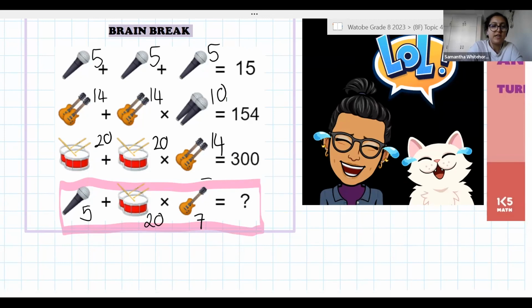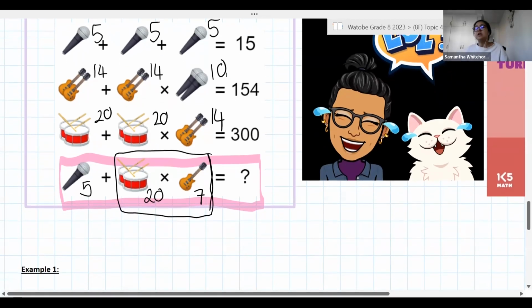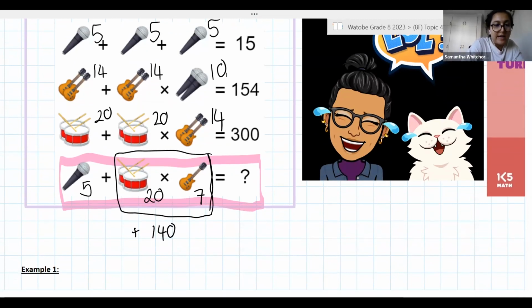Excellent. And guys, what's really important there is that we have to do BODMAS. So we have to do the multiplication first. So we have to do 20 times 7 first, which is 140. And then we only add the 5. So that's why Nigel has told us 145. Well done, Nigel. Nailed it.